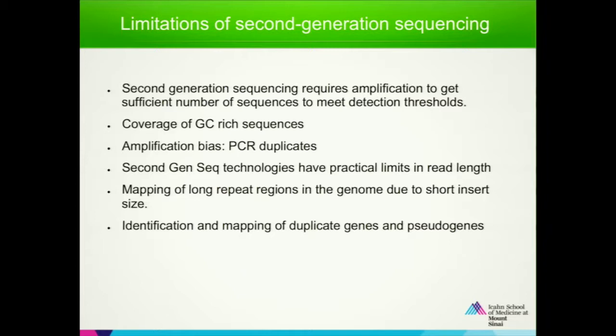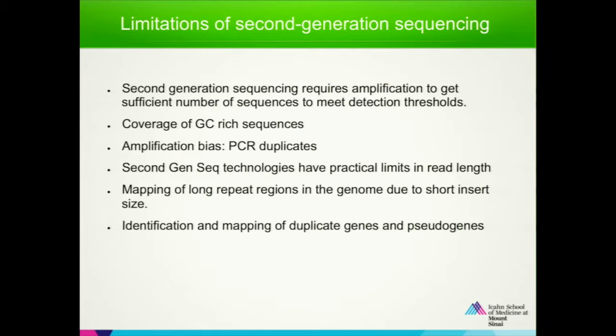We cannot cover GC-rich regions. It's difficult to cover GC-rich regions with second generation sequencing, right? And then amplification bias. There are PCR duplicates we have to encounter depending on the samples, right? And then there are practical limits in read length. We can go up to a maximum of 300 base pairs, and one read is only 150 base pairs maximum from the Illumina high throughput. We can go no more than that, right?